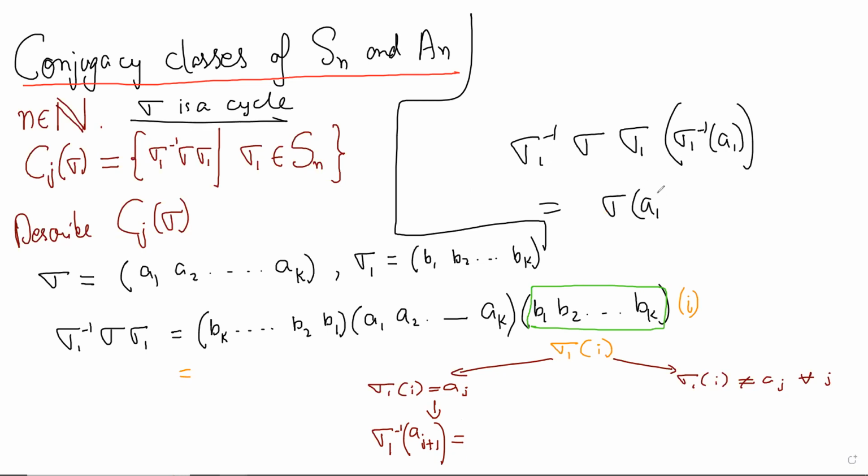Yeah. This will just be sigma a1, sigma 1 inverse. Right. Now what? So that is sigma a1, sigma 1 inverse a1 should have gone to sigma 1 inverse a2, right? Okay, yeah, that is what it is. Sigma of a1 is a2, right?